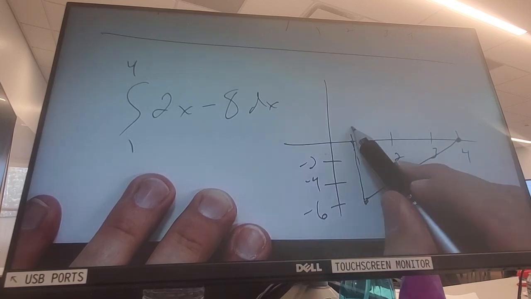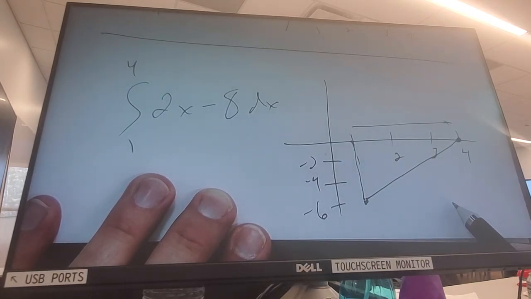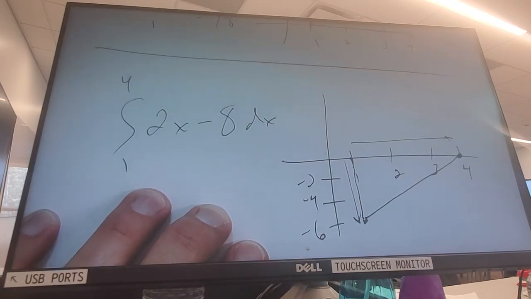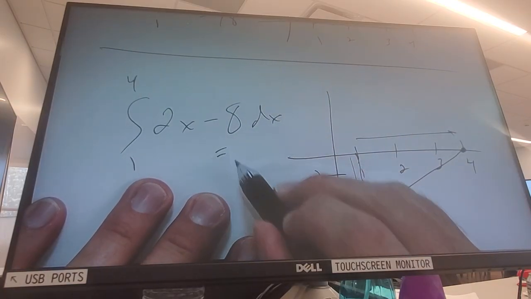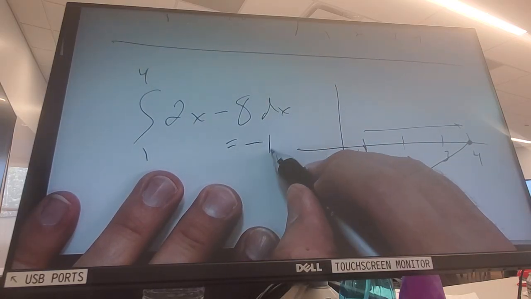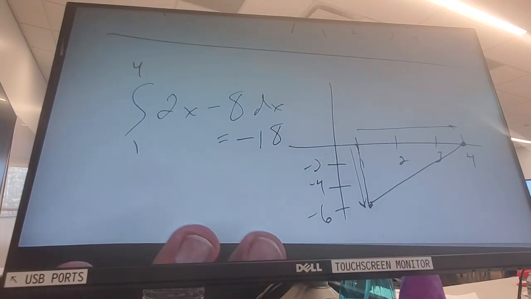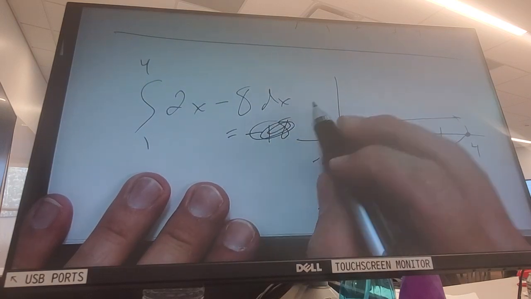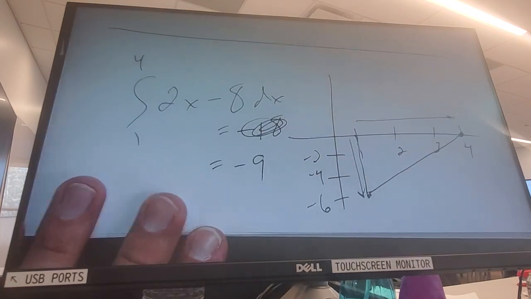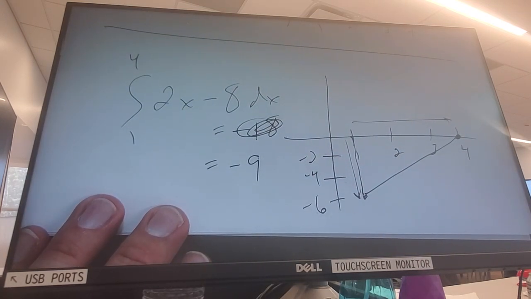So what's the width? 3. And what's the height? -6. So what's the area? -18. Do it again. Divided by 2. Oh yeah, half of that. -9. How's that sound? 3 times 6.